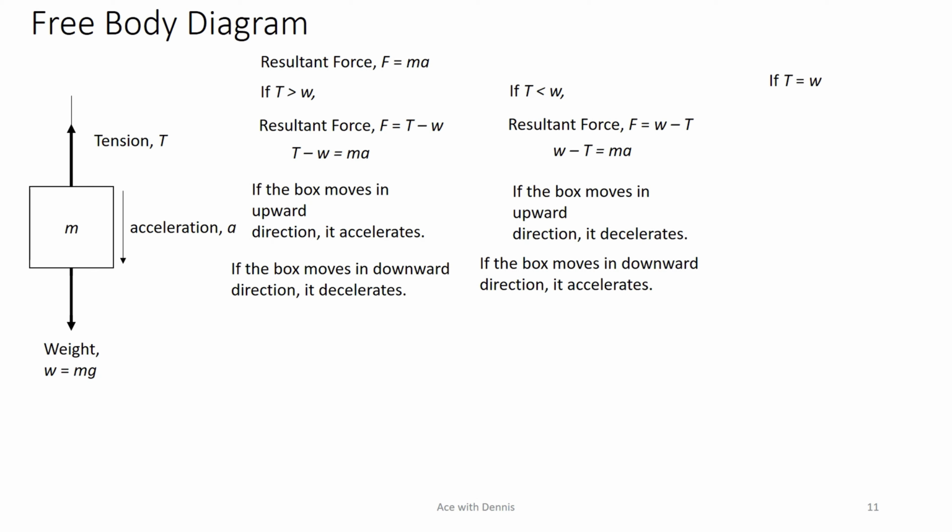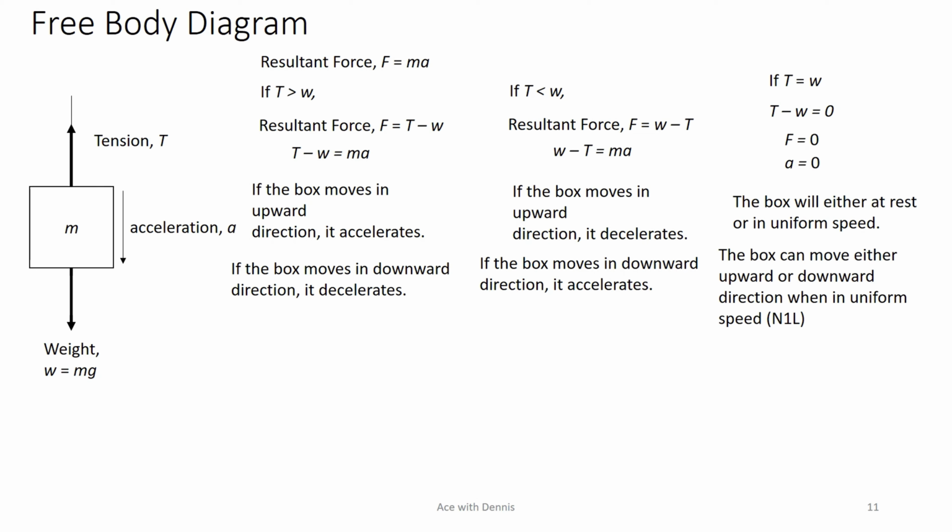Next one, if T is equal to W, T minus W will be equal to 0, F will be equal to 0, hence the acceleration will be 0 as well. So, the box will either be at rest or in uniform speed. The box can move either upwards or downward when in uniform speed, which is stated in Newton's first law.